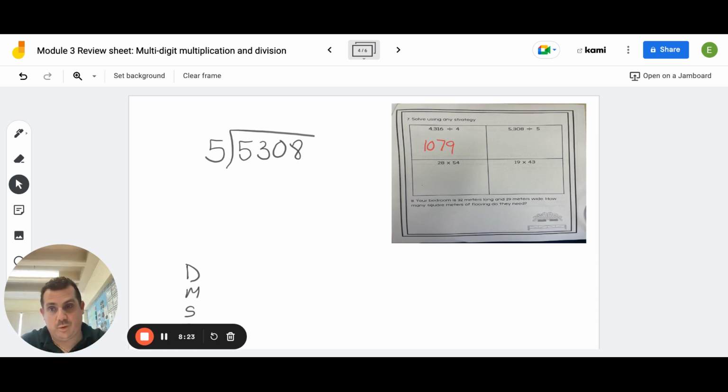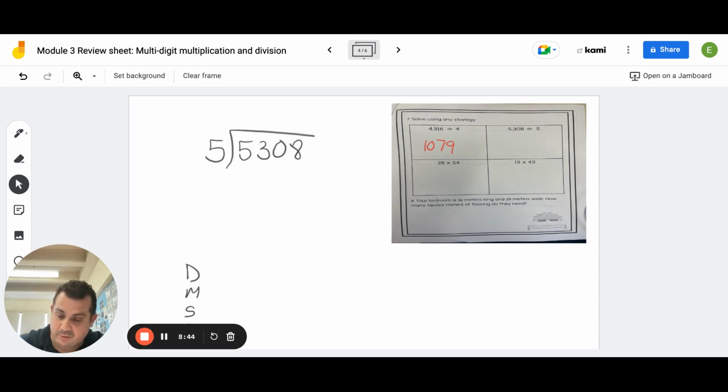Well, we went over today what we've been going over for weeks. Anything divisible by 5 is going to have to end in a 5 or a 0. This problem ends in an 8. When you count by 5s, it's going to end in a 5 or a 0. So this is going to have a remainder.